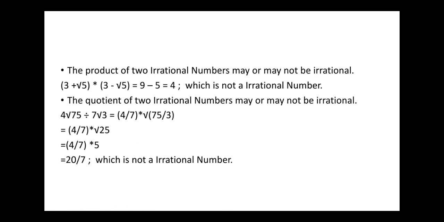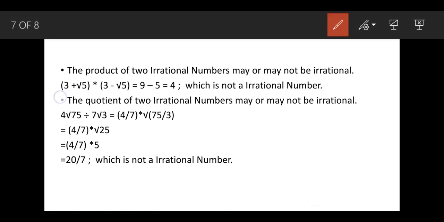Next, the product of two irrational numbers may or may not be an irrational number. Now, taking the example, this is 3 plus root 5, which is an irrational number. 3 minus root 5, which is an irrational number. On multiplying, using the property a plus b into a minus b, we will get a square minus b square, means 3 square minus root 5 square. 3 square is 9 and root 5 square is 5. 9 minus 5, that is 4. Again, which is a rational number. It is not an irrational number.